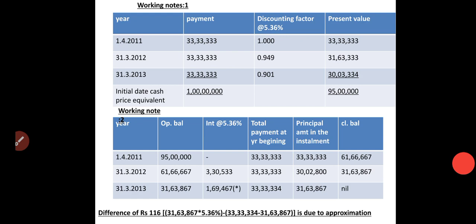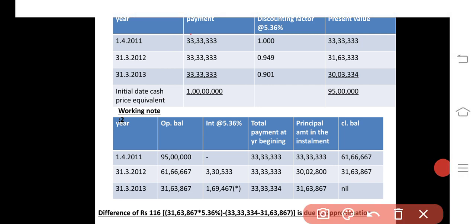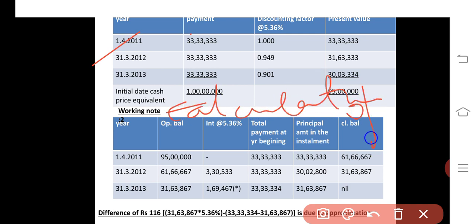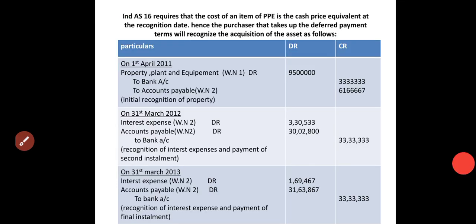So the first working note is calculation of cash price equivalent at initial recognition. This one, calculation of cash price equivalent at initial recognition. Write the heading of that working note. And the second working note is calculation of interest expense. I hope this one is clear, right? If you have any doubts, you can clarify it. Thank you.